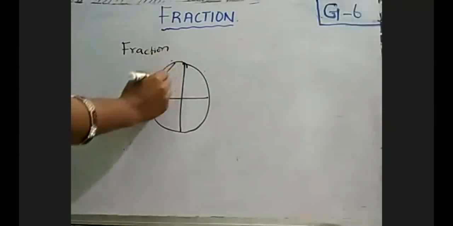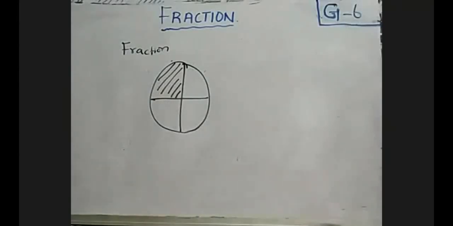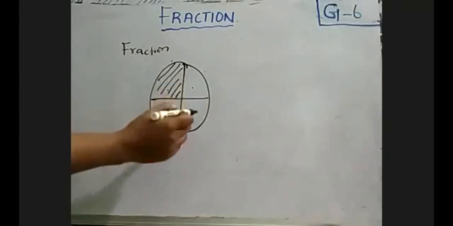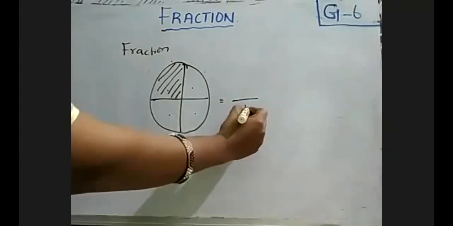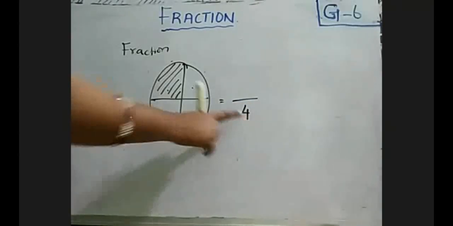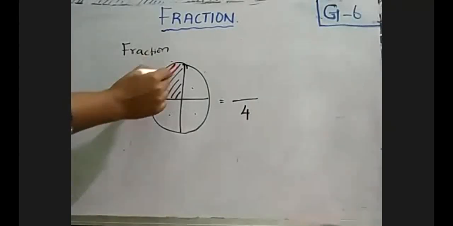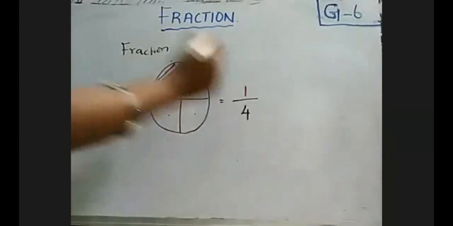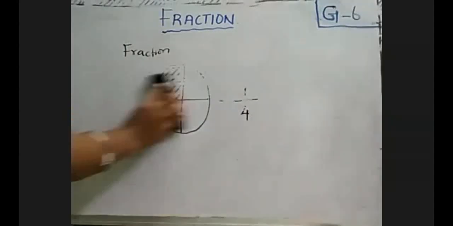So if a diagram is given like this, how can we write this fraction? Total, how much is divided? 1, 2, 3, 4. The total you should write as the denominator. And how much is shaded? That you should write in the numerator. So in this way you should write the fraction. We'll see one more example.